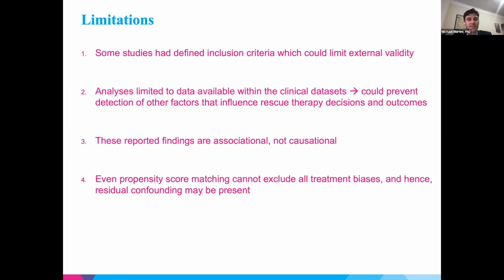And just quickly, I think it's always important to mention limitations. So for this study, some of the included RCTs had defined inclusion criteria that could limit external generalizability. Some of the factors that were important for some of our outcomes may not have been detected because they weren't included in the data sets. Also of note, our findings are associational, not causational.